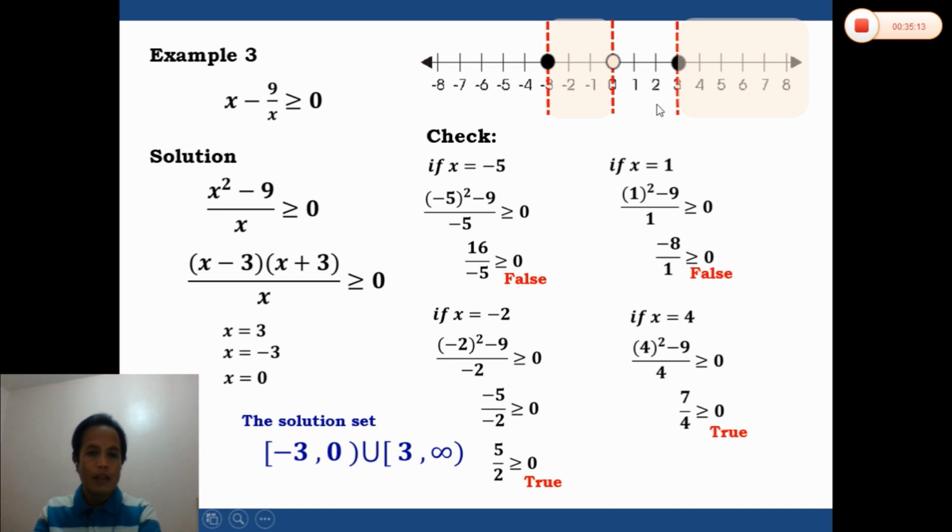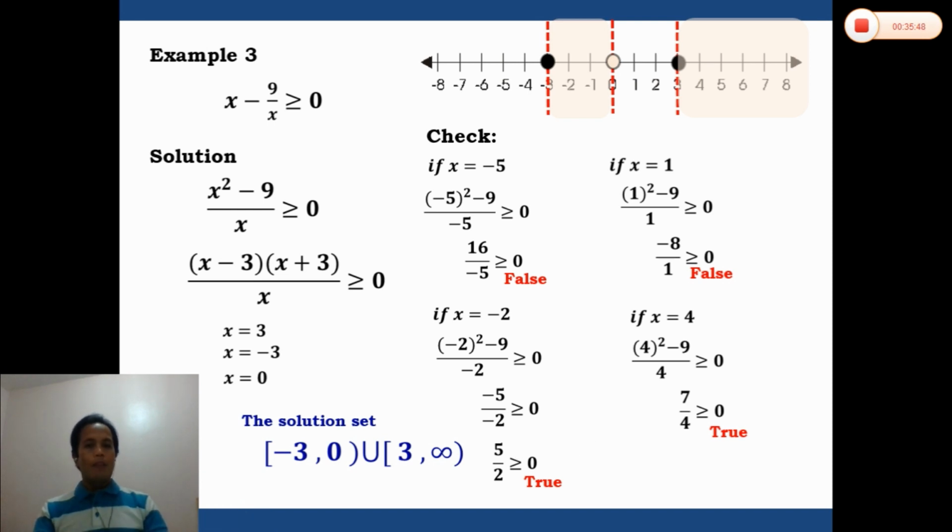Then we use the union because we have an interval which is not part of the solution set. Then another boundary which is positive 3, which is also part of the solution set, that's why we use a bracket. Then up to positive infinity, meaning all the values at the right side of this number line until positive infinity. When we use infinity, whether negative infinity or positive infinity, we will always use parentheses. So the solution set for this inequality is from negative 3 to 0, union 3 to positive infinity.